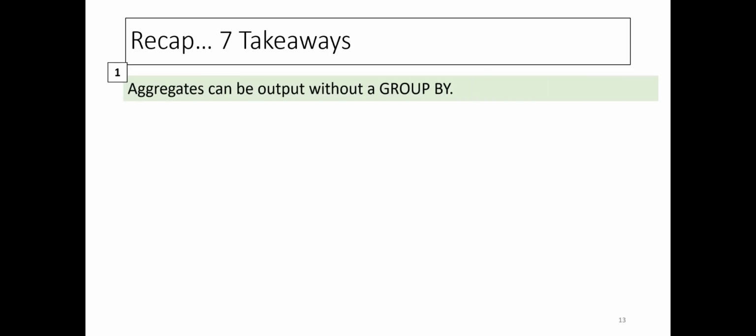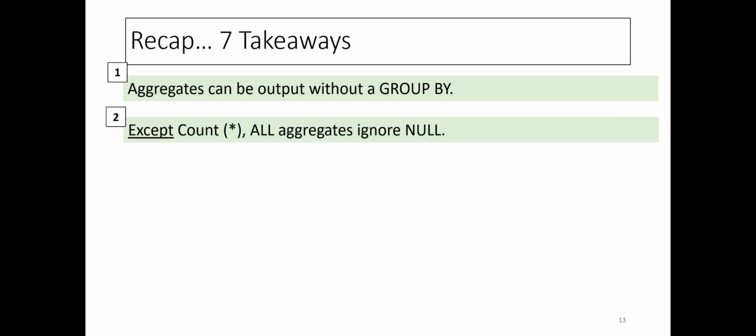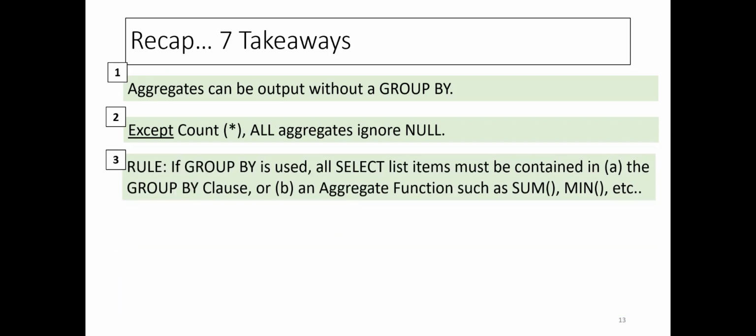Finally, let's recap. There are 7 takeaways from this tutorial. 1. Aggregates can be output without a group by. 2. All aggregates except count star ignore null. 3. If group by is used, all select list items must be contained in either A, the group by clause, or B, an aggregate function such as sum, min, etc.